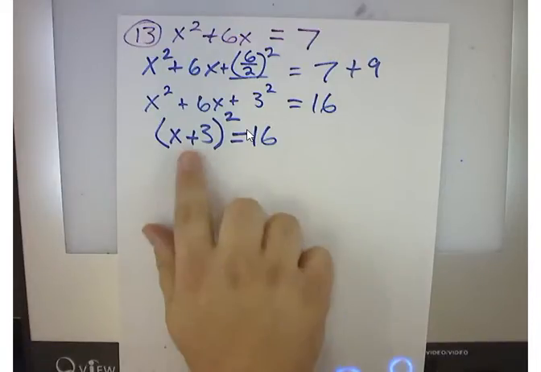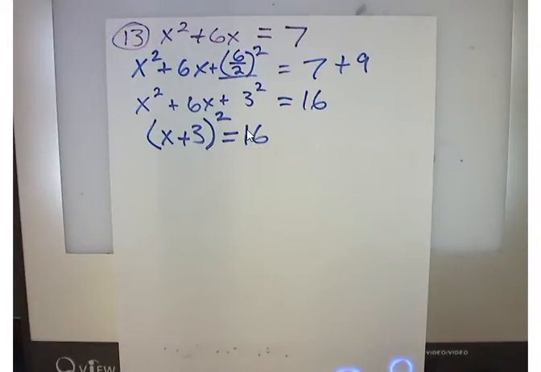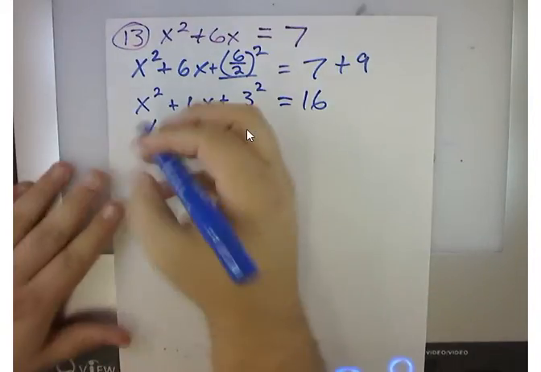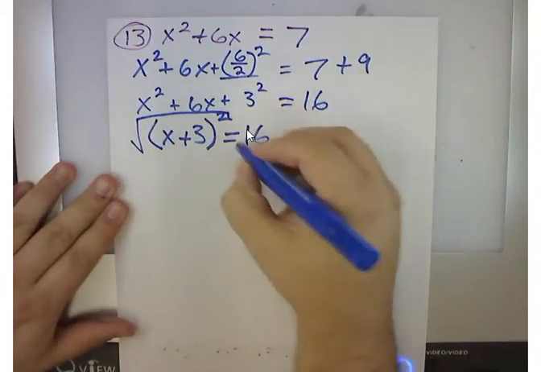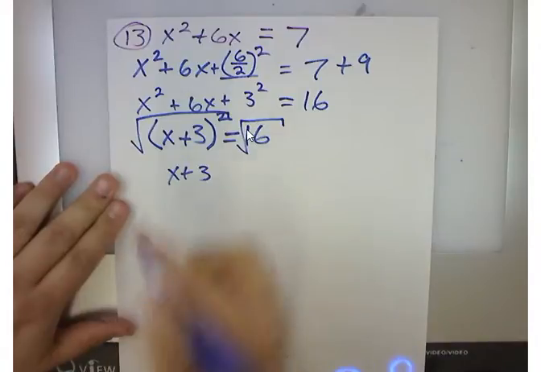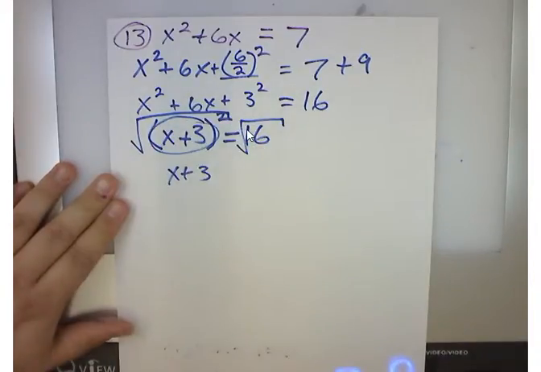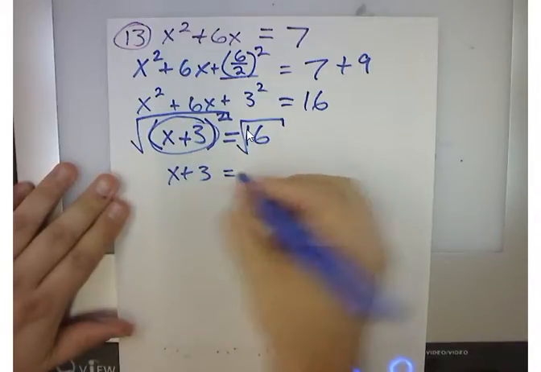So now what's the next logical step? I have a perfect square on one side, a square on the other. Take the square root. Good, good. So I'm going to take the square root here, square root here. Now over here I've got x plus 3, right? Because when you take the square root of a square, you're left with just the base. And then over here I've got 4, right?